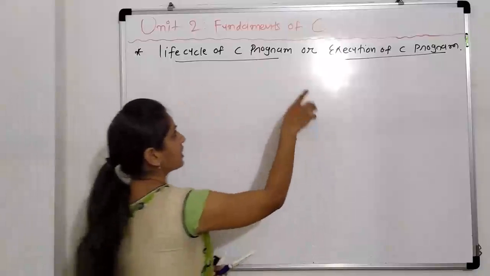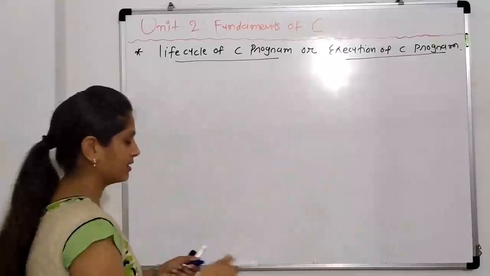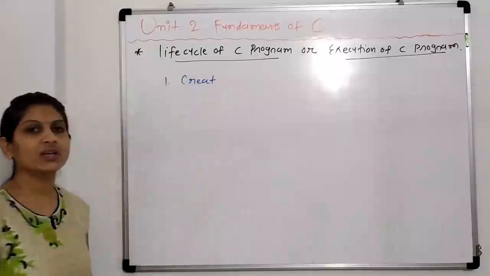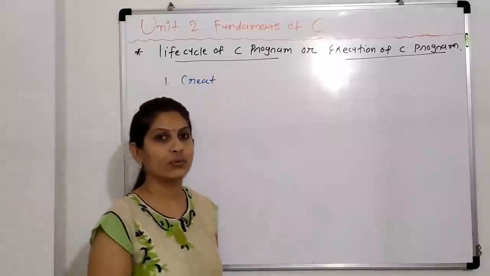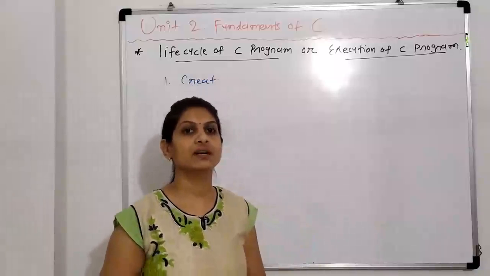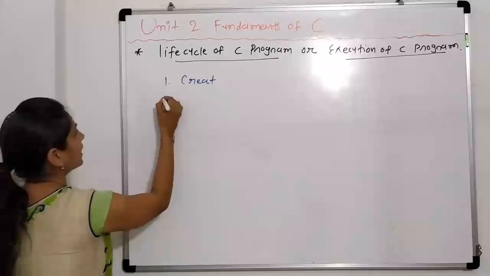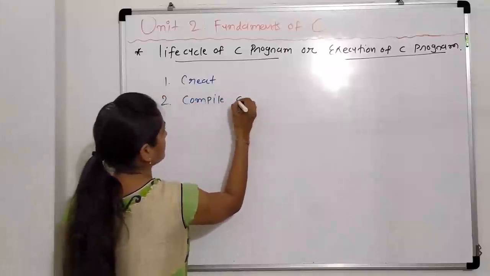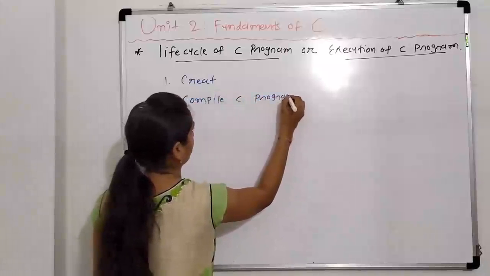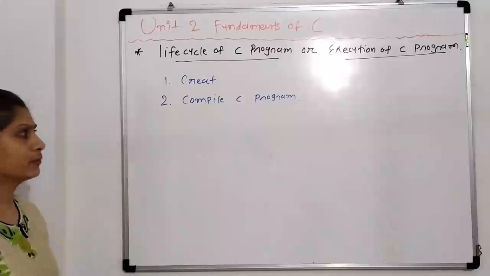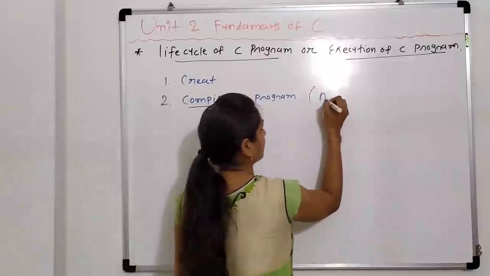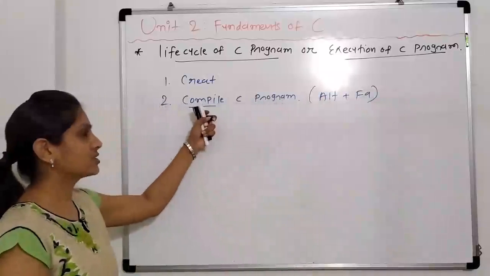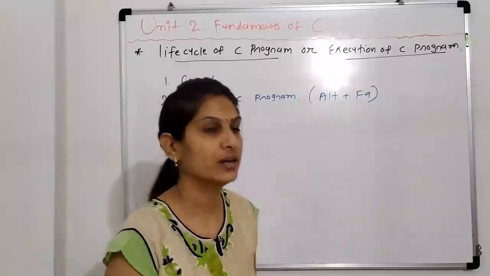The steps for executing a C program are 4 parts. First, we have to create the program in our editor, in our TC software. Second is compile C program. Compilation is done with which key? Alt F9. That compilation checks whether there is an error or not.